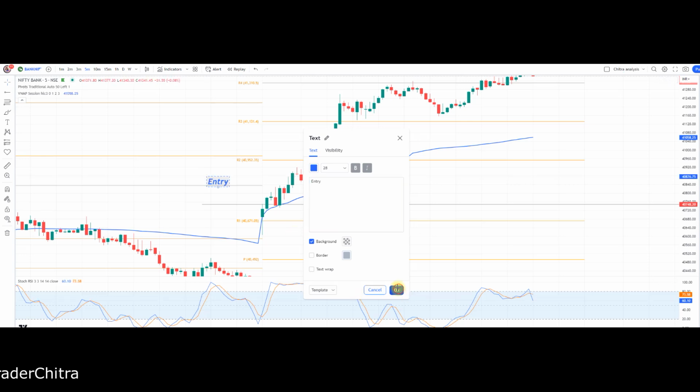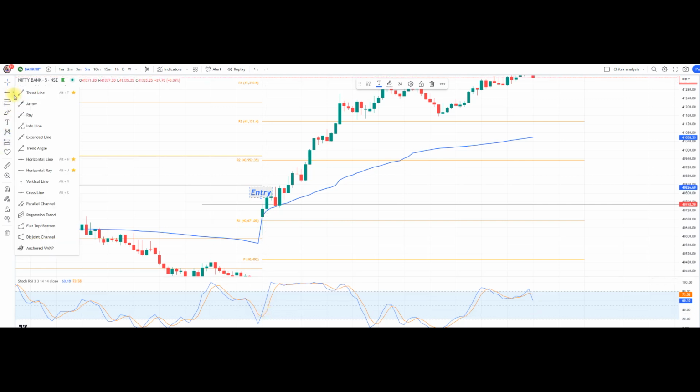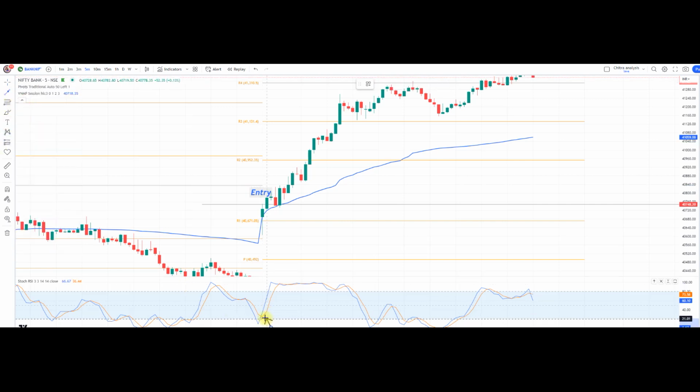Why can we enter here? I will explain. Because this green candle gave a close above VWAP and above R1, so our two conditions are met. And when we look at the third condition, we got a bullish crossover in the stochastic RSI. So all these three conditions are met, and one can enter into the long trade. Stop loss, again, will be the low of this green candle. So this is the stop loss.